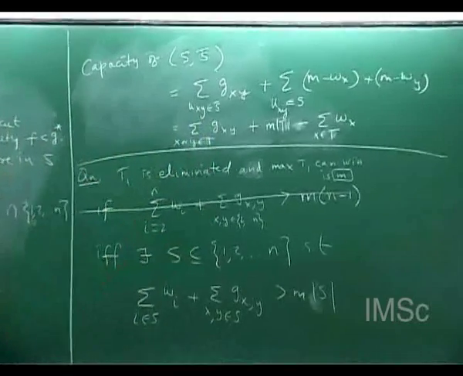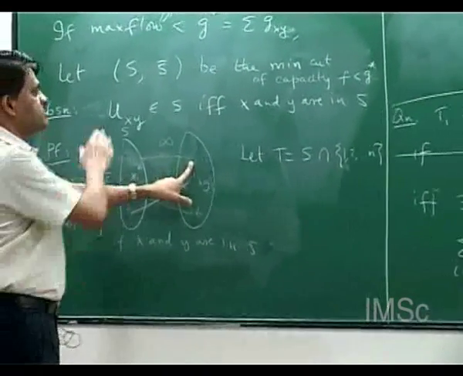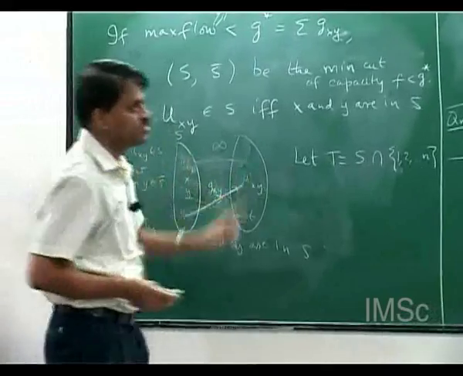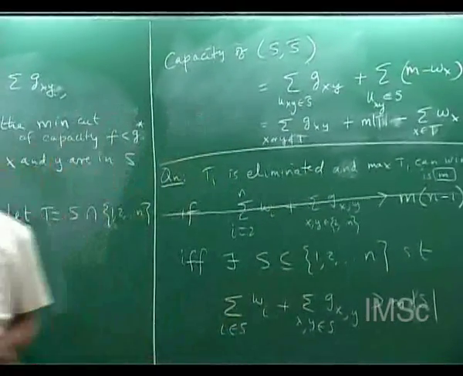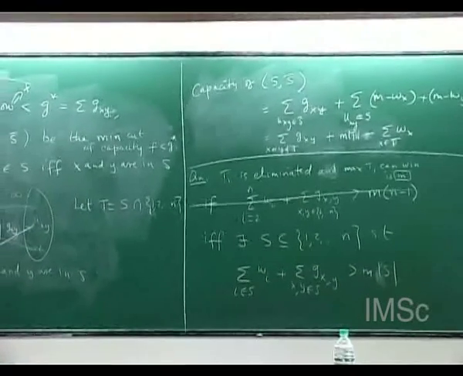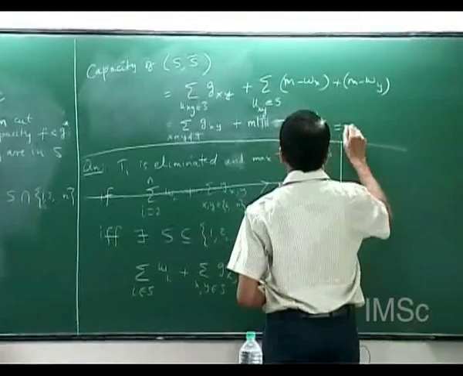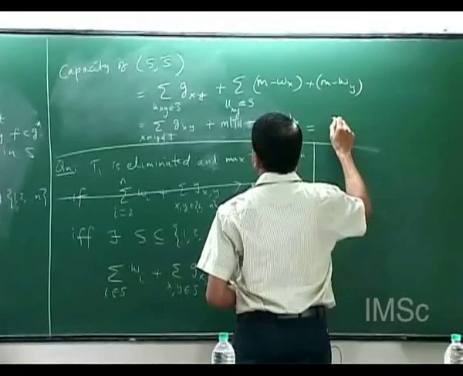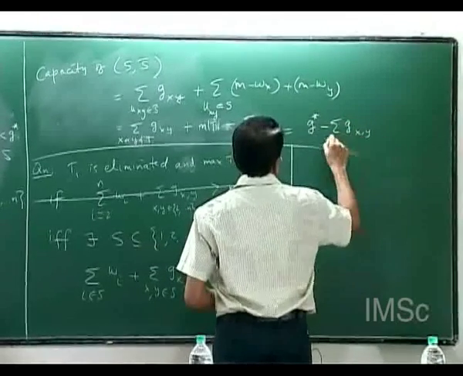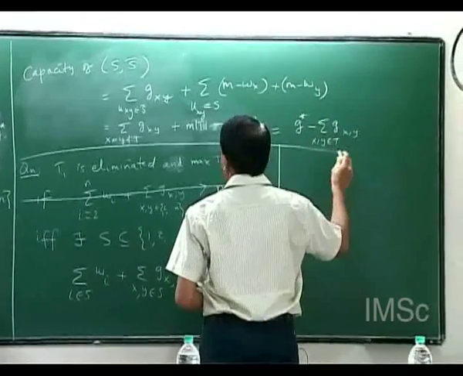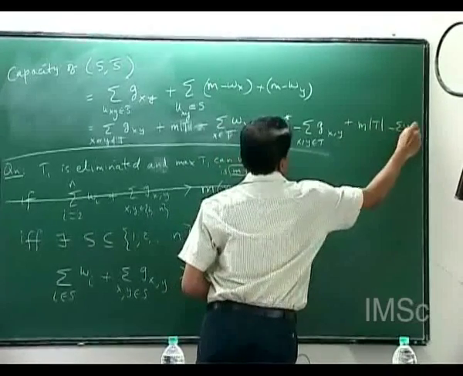If uxy is here, it means that you cannot have both in S. So one of them is not in S. So I should write x or y is not in T. Let me complete it. So this is equal to total games G star minus summation gxy, xy is in T, plus m times T minus summation wx, x is in T.